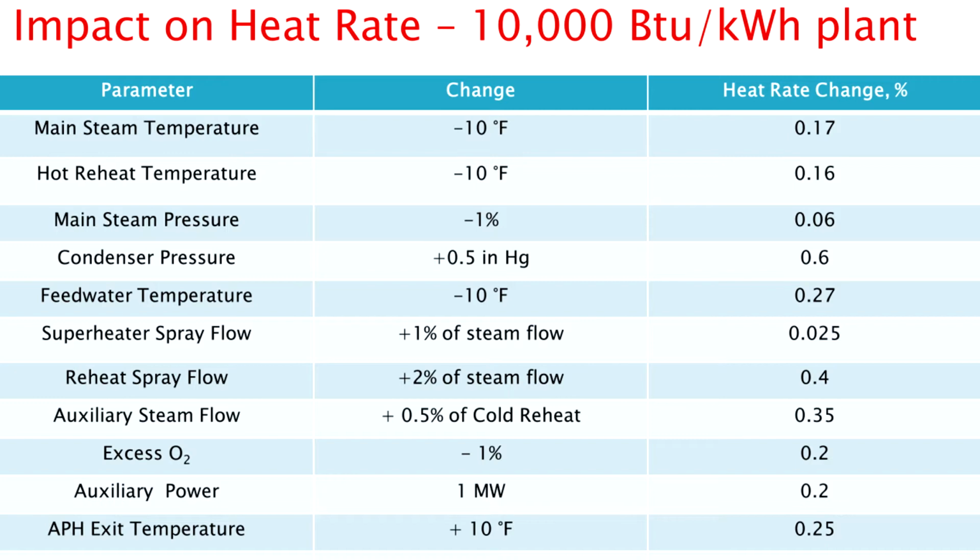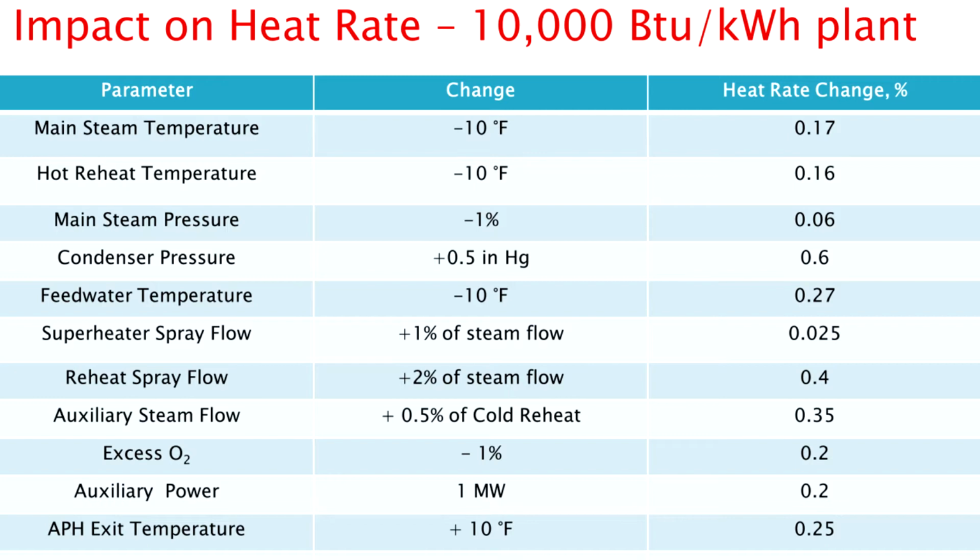If the main steam pressure is lower than design by 1%, meaning about 25 pounds per square inch, you only lose 0.06%. Condenser pressure, and that's the big one. If the pressure in the condenser is half an inch of mercury higher than what it was designed, you would lose 0.6%. Feed water temperature being 10 degrees less, 0.27.